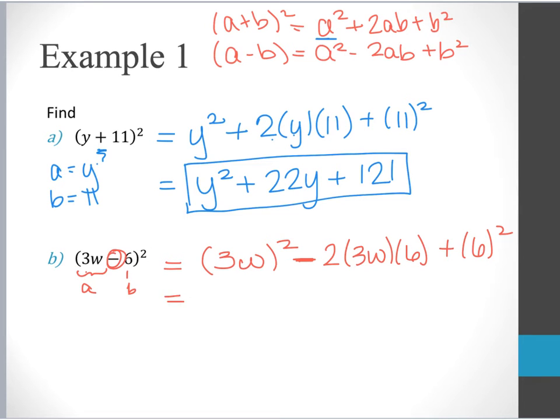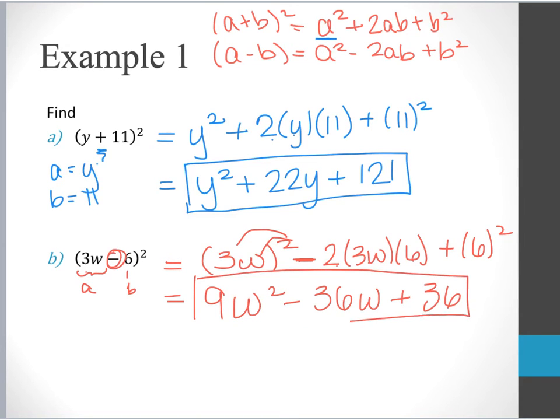So when we simplify this, the quantity of 3w squared, if you remember, we distribute that square into everything. So that's 9w squared minus 2 times 3w times 6 is going to give us 36w plus 6 squared, which is 36. And this here is our final answer.